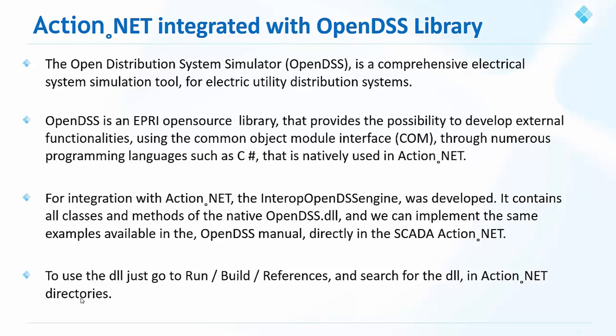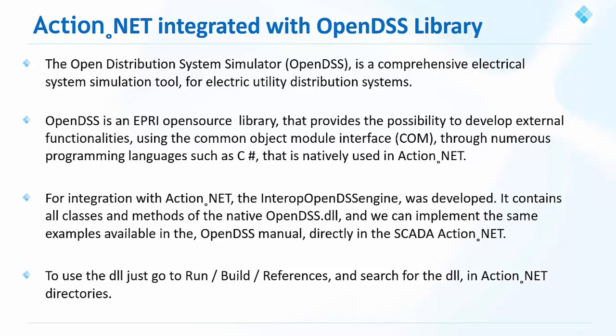The Open Distribution System Simulator, OpenDSS, is a comprehensive electrical system simulation tool for electric utility distribution systems. OpenDSS is an EPRI open-source library that provides the possibility to develop external functionalities using the Common Object Model Interface (COM) through numerous programming languages, such as C#, which is natively used in ActionNET. For integration with ActionNET, the Interop OpenDSS engine was developed.